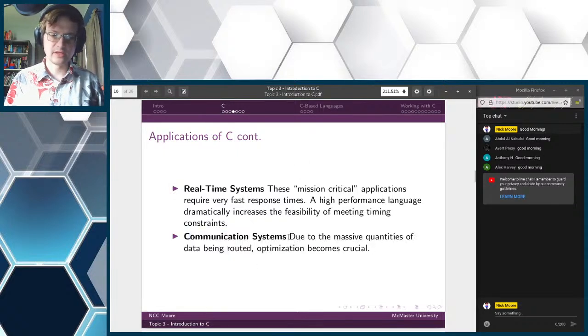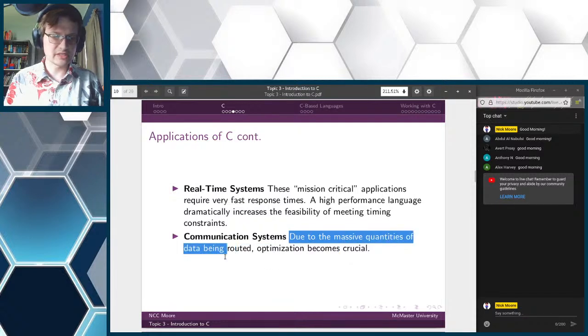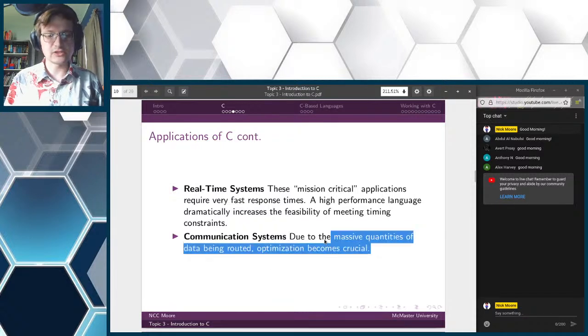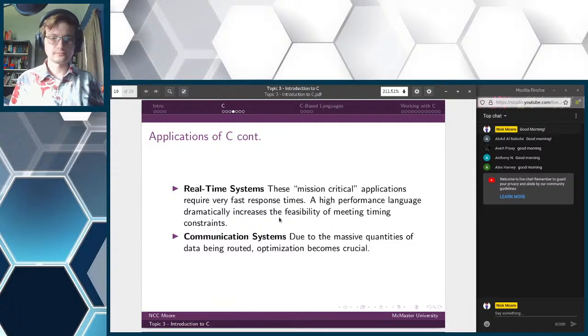Communication systems. Due to the massive quantities of data being routed, optimizations become crucial. And I guess that comes into video streaming as well, but you start running into situations where you need to optimize, again, runtime or memory. The more memory you have to process, the more efficiently you should do it, which means C.